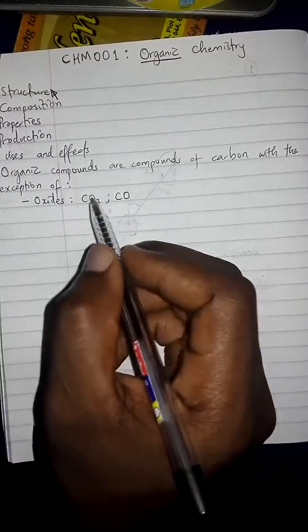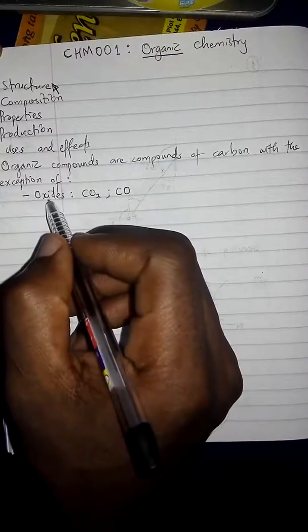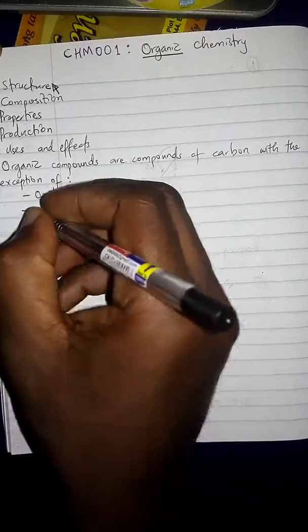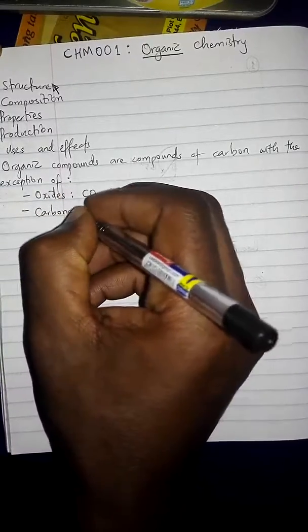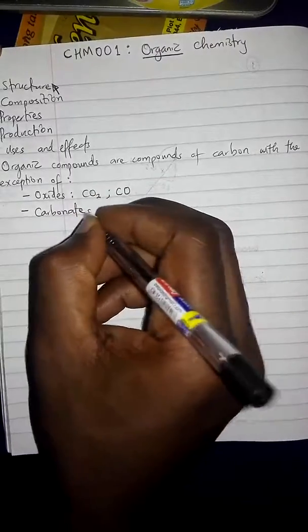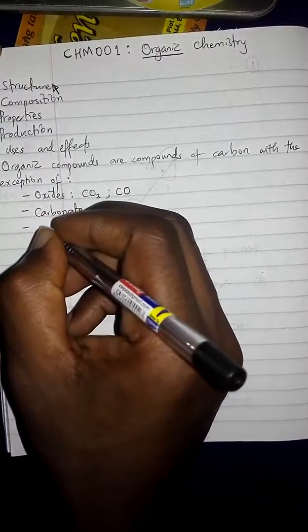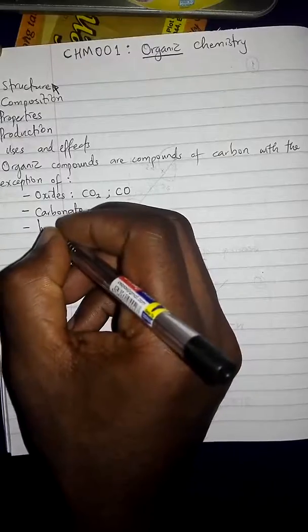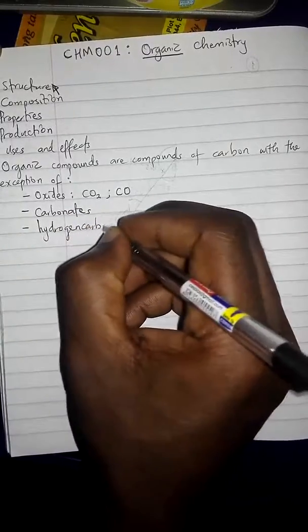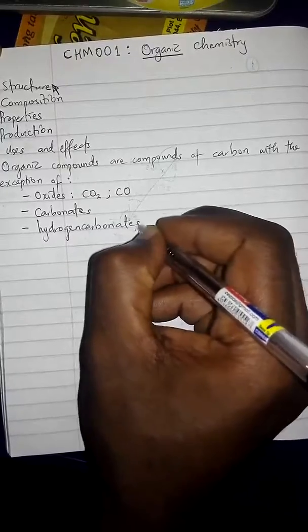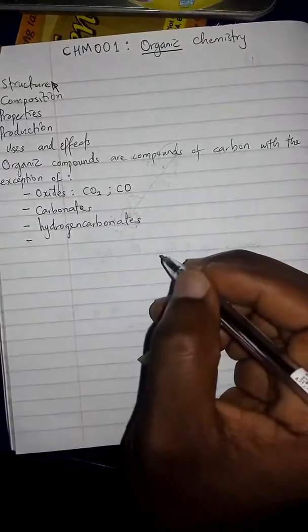These are the exceptions. Okay, so oxides. Now these are the oxides we're talking about. Then we can also have carbonates. We also have what we call the hydrogen carbonates. I'm going to give you examples. So the hydrogen carbonates are also not organic compounds, despite being compounds of carbon.